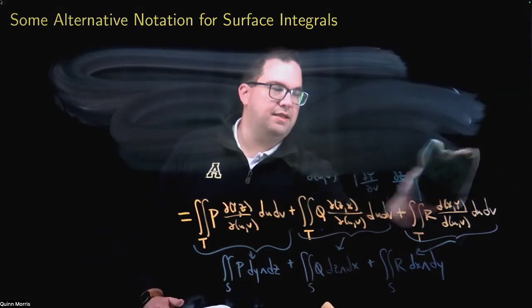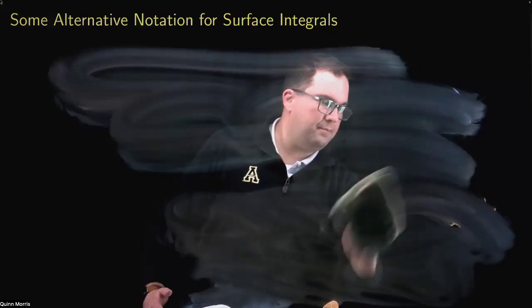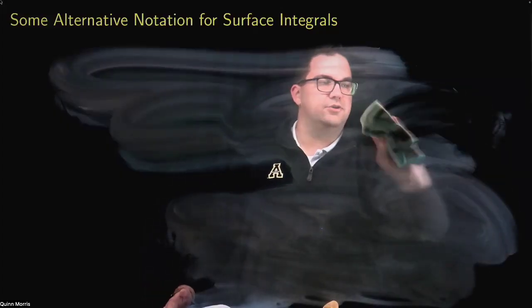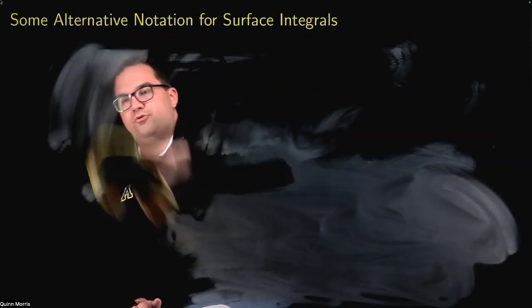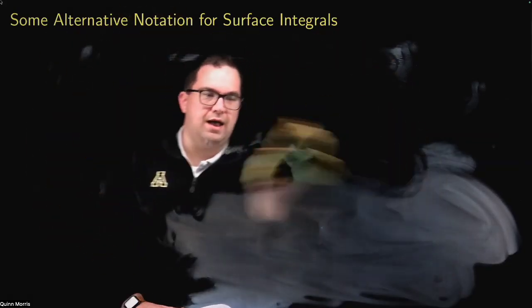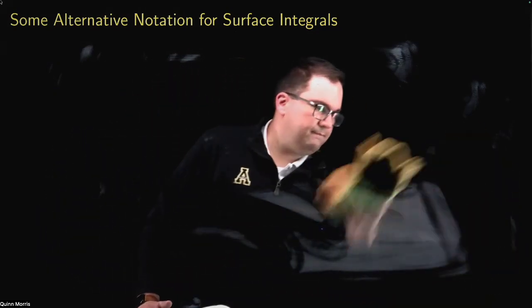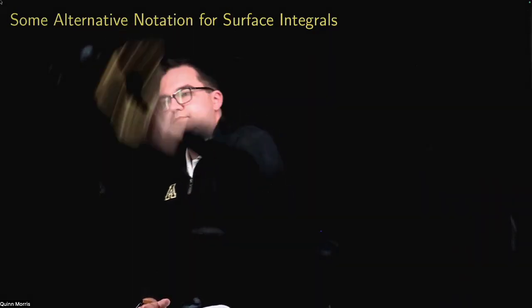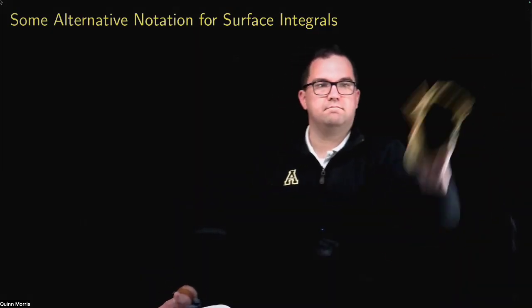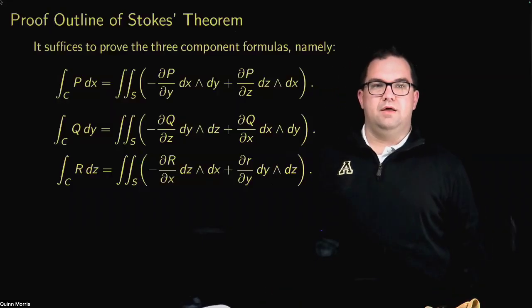Well, for one, it actually is going to make explaining how we want to break this up in order to prove it substantially easier. So just as we did with Green's theorem, we're going to do this by saying, well, I want to prove these three things, and then if I prove all three of these things, then I'll be done. Because then I add them together and I get what I want. So I want to prove the following three things.